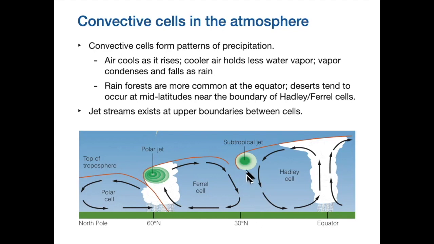The jet stream, which you may have heard of, is a very strong upper atmosphere air current. Jet streams are found in the areas between the different cells. So the subtropical jet stream is between the Hadley cell and the Ferrel cell, and the polar jet stream is between the Ferrel cell and the polar cell.